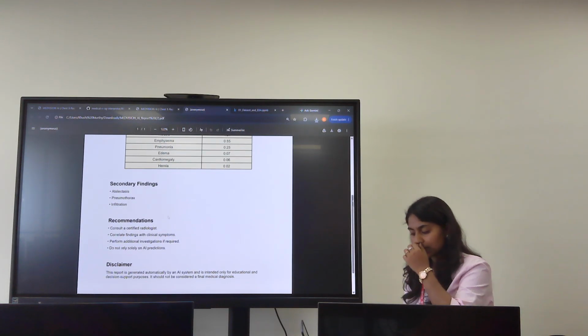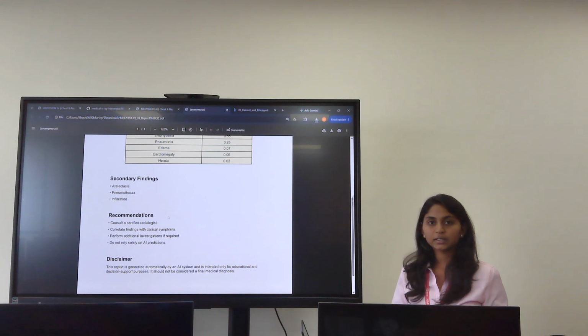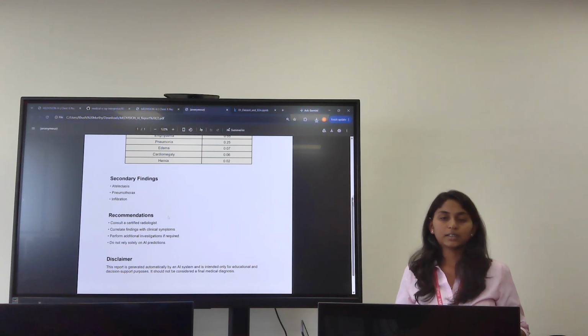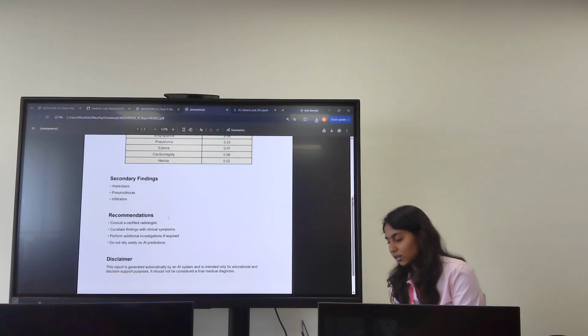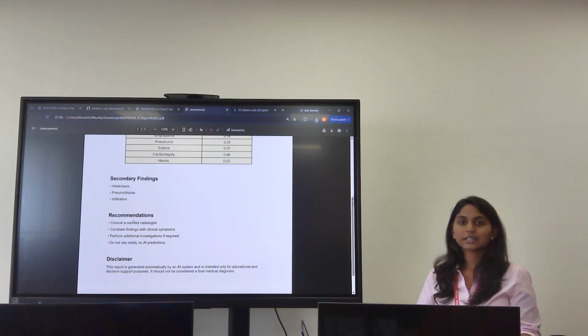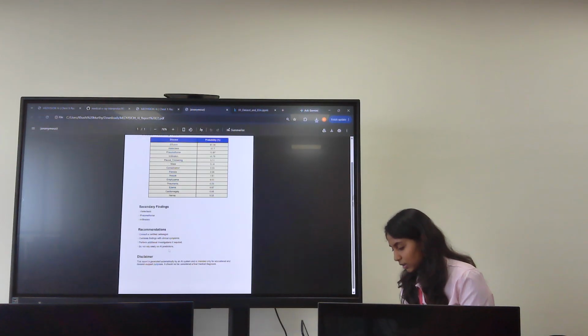The recommendation: as it is AI, we cannot let people take decisions on their own. AI can only predict the disease, but any major decision should be taken by an experienced radiologist. So the recommendation is to consult a certified radiologist. And so this is my project.